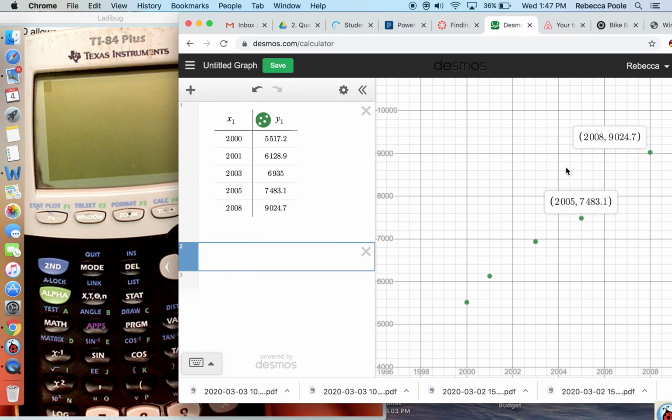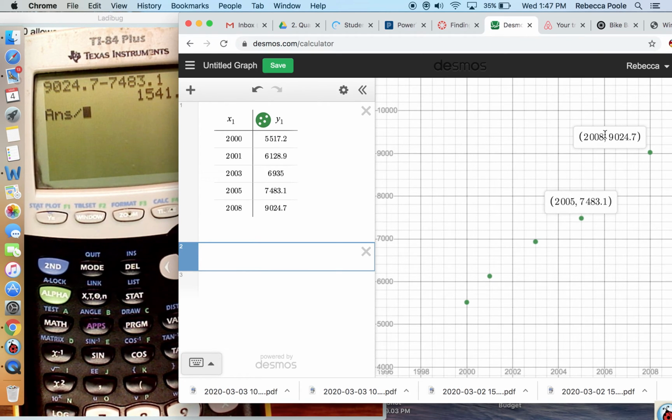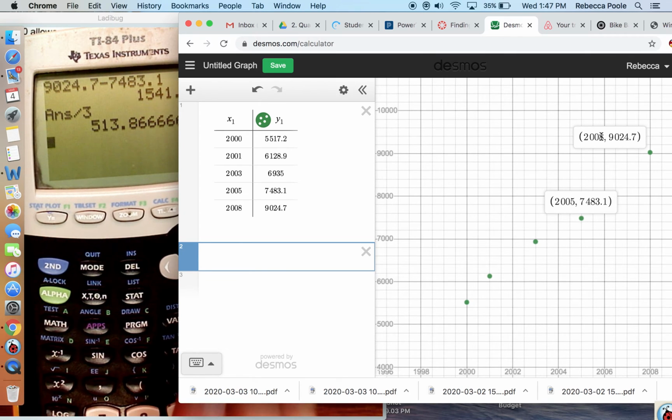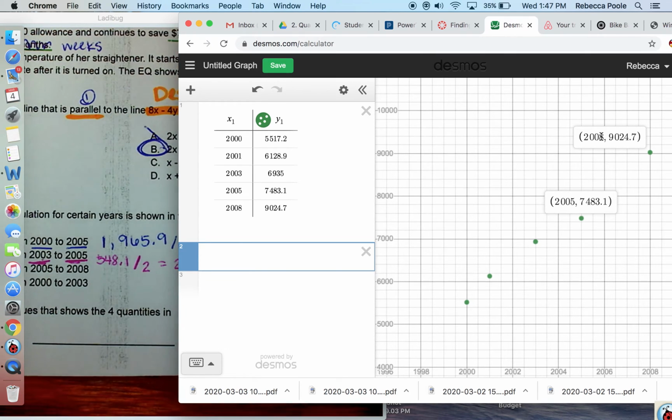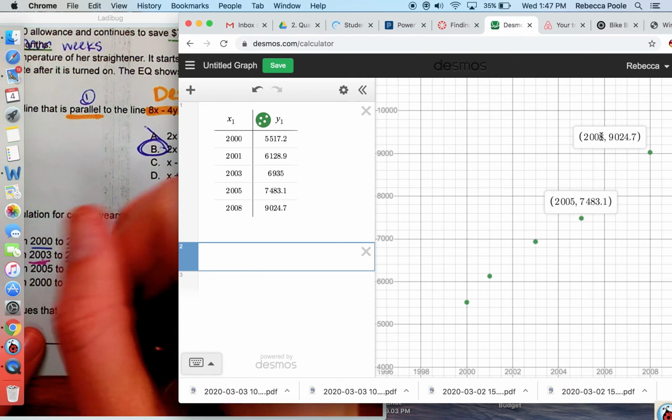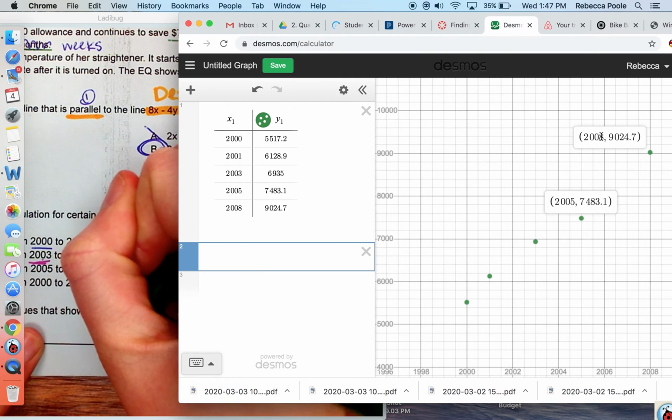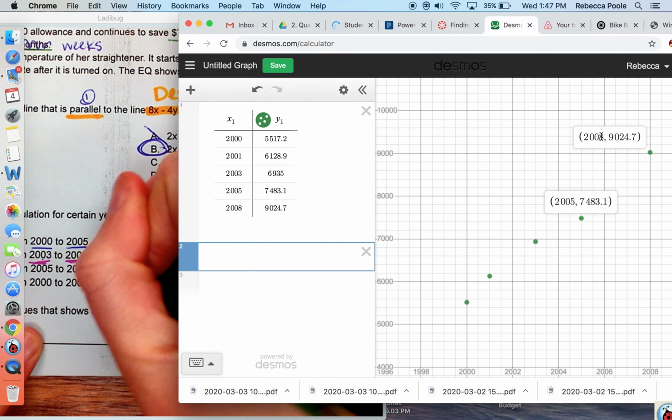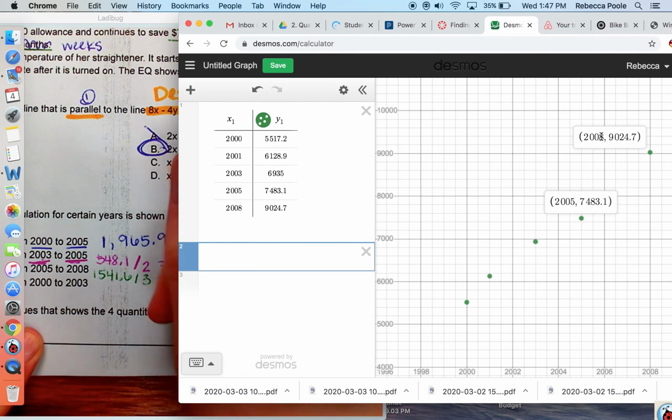Okay? So I'm going to do 9024.7 minus 7,483.1. Okay, and then I'm dividing that by 2005 to 2008, which is 3 years. So we get 513.87. So 1541.6 divided by 3 years is 513.87.